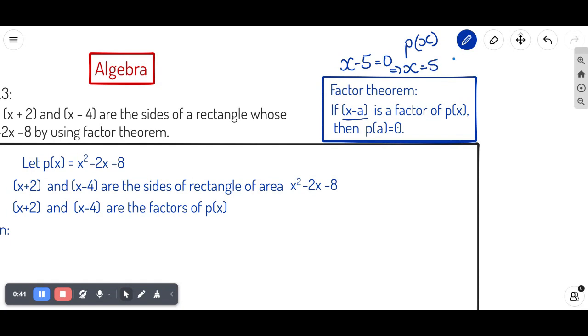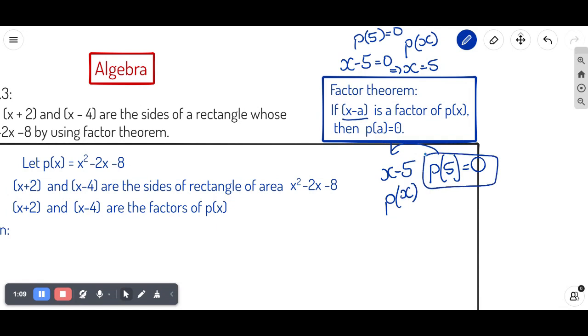Then you can find p of 5. P of 5 will be equal to 0. So this is the factor theorem, which means if x minus 5 is a factor of p of x, then p of 5 is equal to 0. One more thing, you can say the reverse also. If p of 5 is equal to 0, then x minus 5 is a factor of the polynomial p of x.